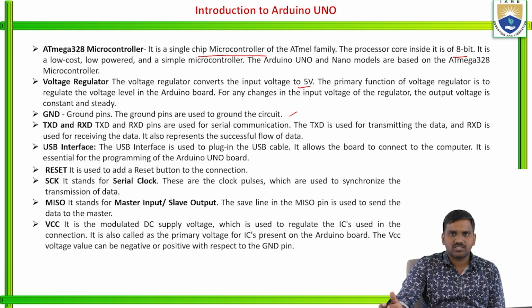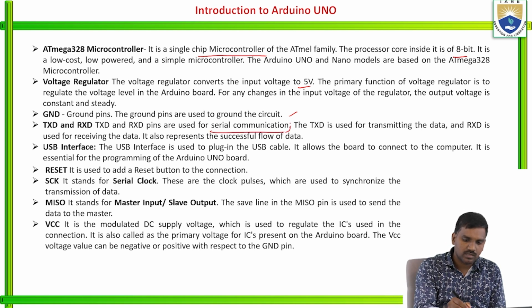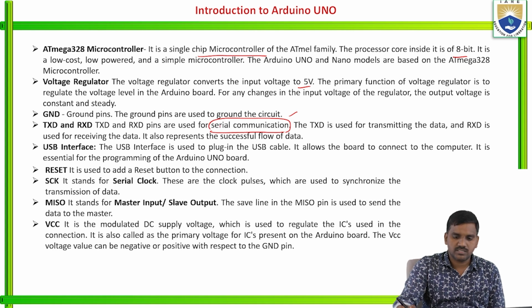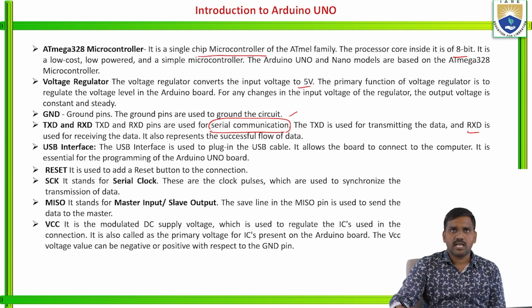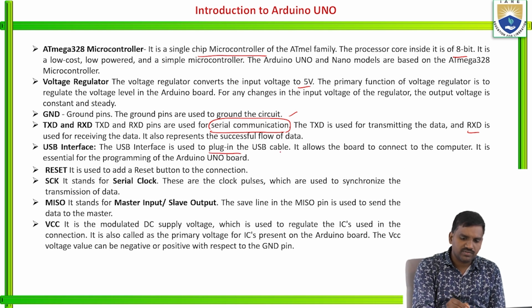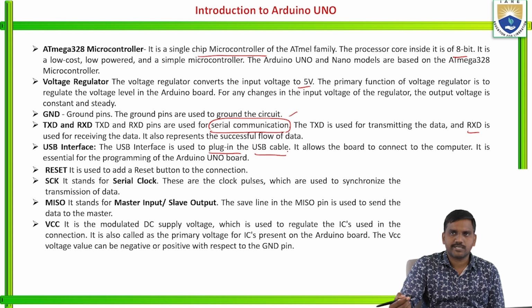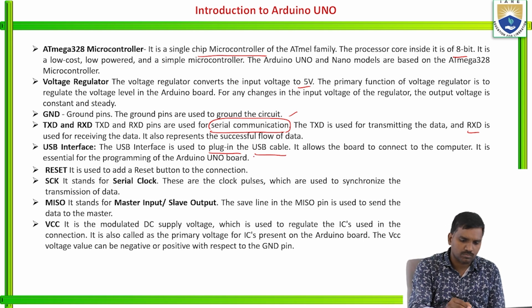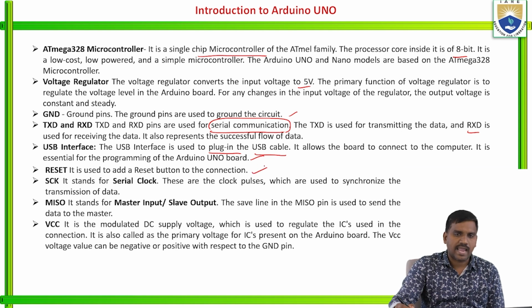And TXD and RXD. TXD stands for transmitter and RXD for receiver. These pins are used for serial communication. The transmitter is used for transmitting the data and the RXD for receiving the data. It also represents the successful flow of the data. And the USB interface is used to plug in the USB cable. It allows the board to connect to the computer. It is essential for programming the Arduino board. And the reset button is used to reset the connection.